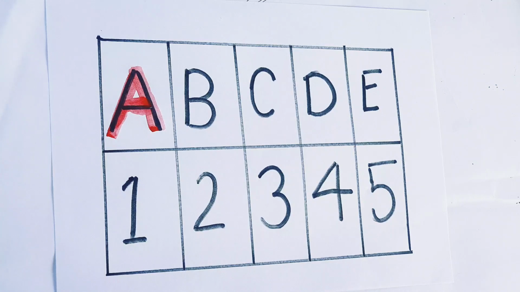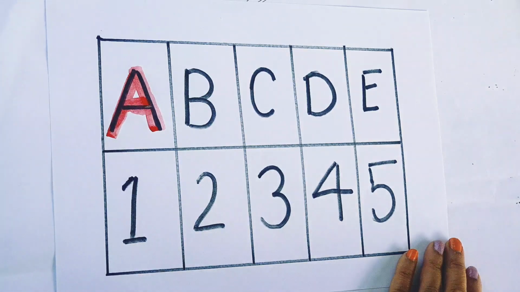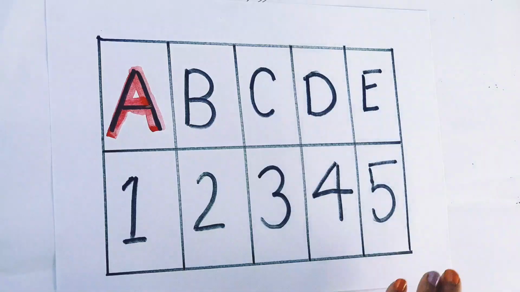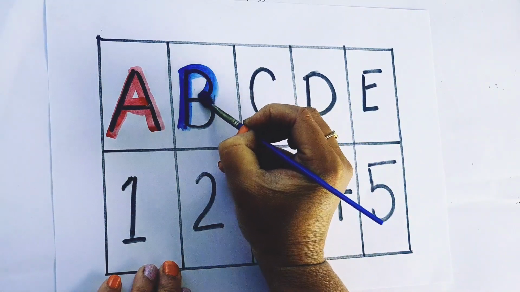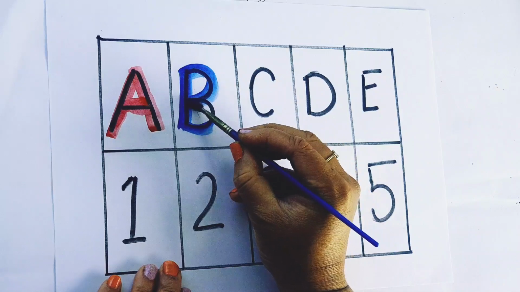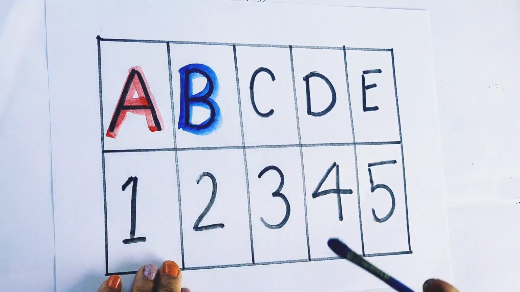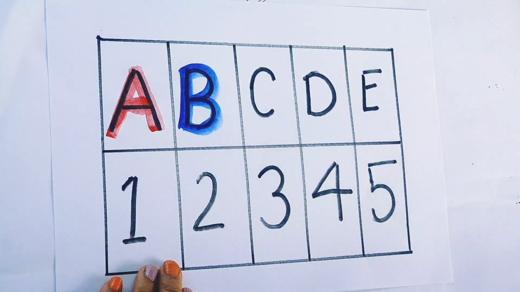A. A for avocado. A for apple. Red color. B. B for bat. B for ball. Blue color.